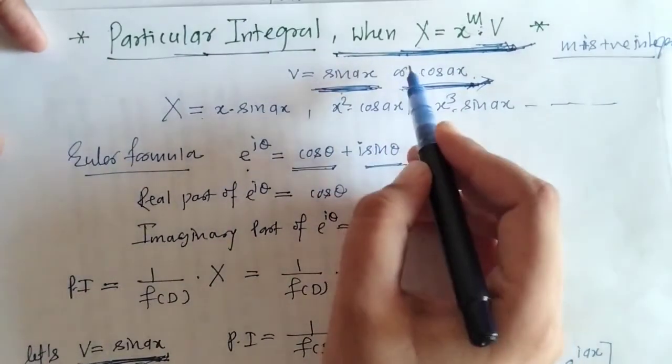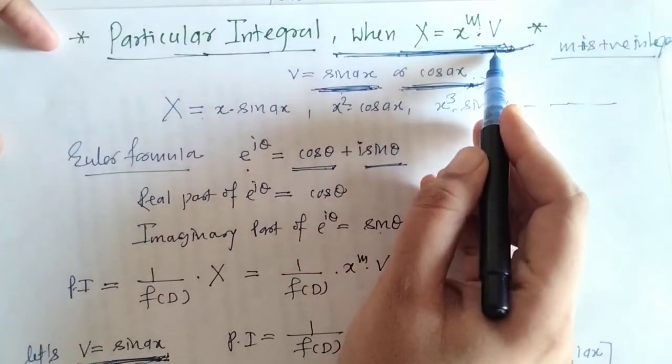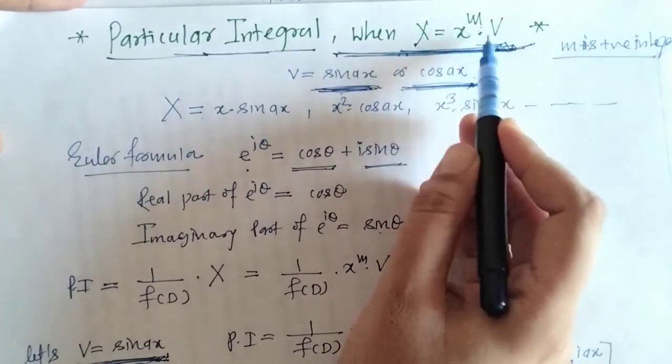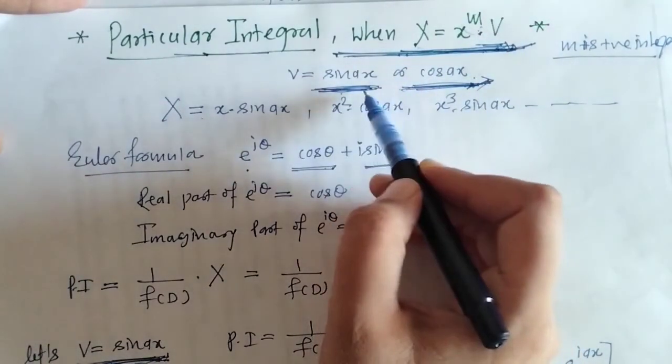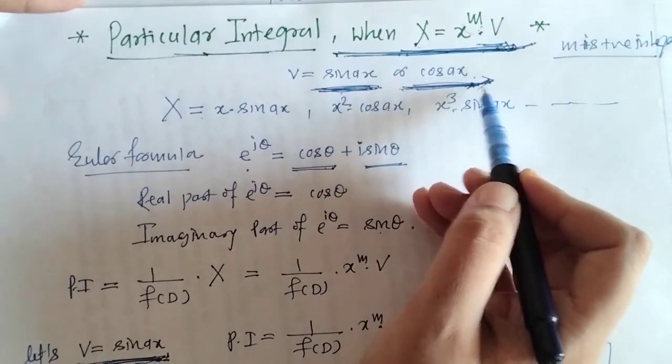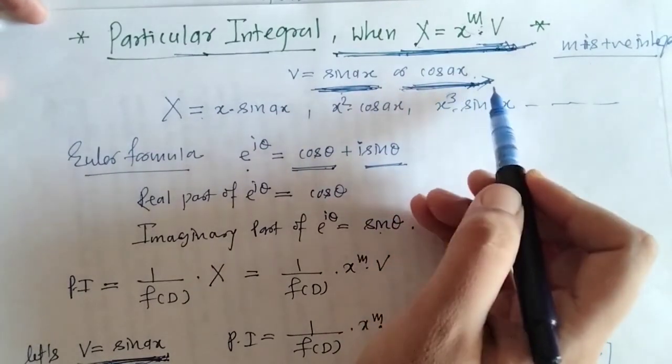In this way we have seen the working rule when we have X equal to x raised to m into v. This rule will become clearer with some examples. We will see some examples in the next lecture.